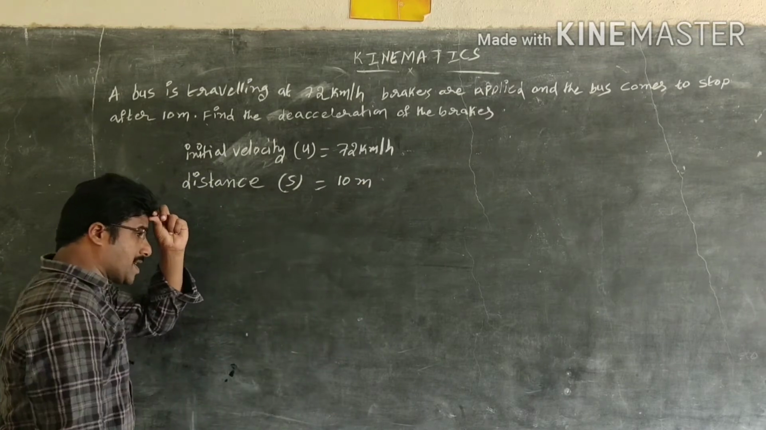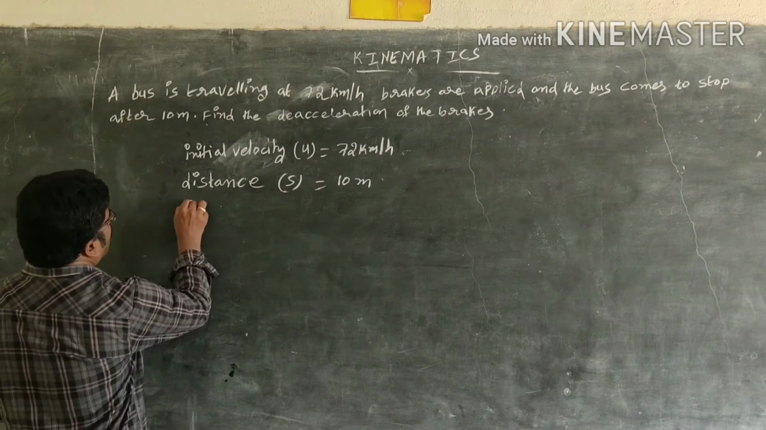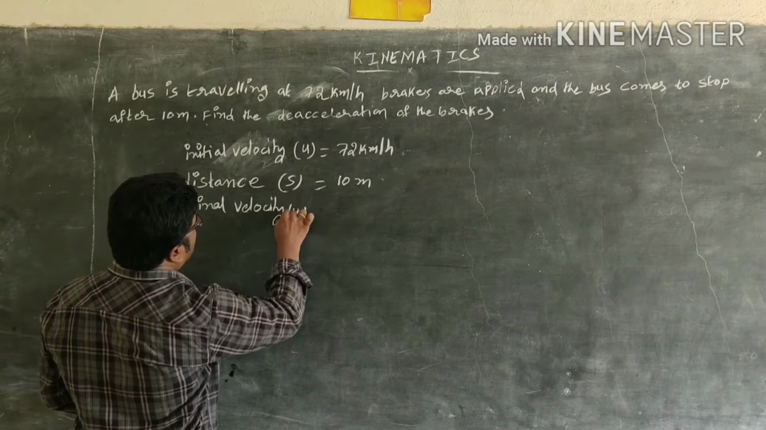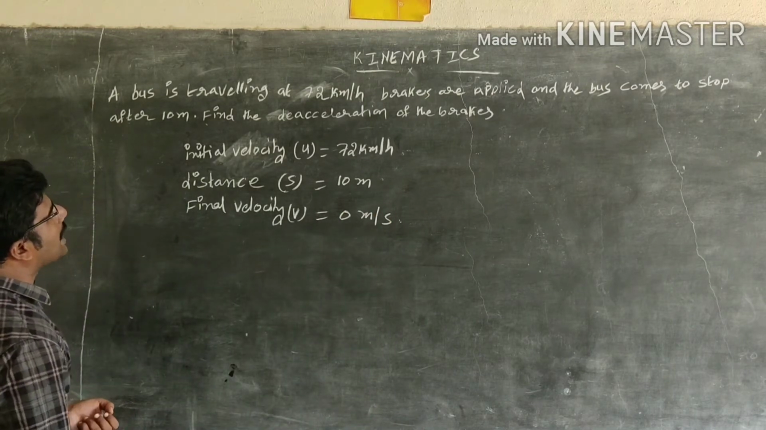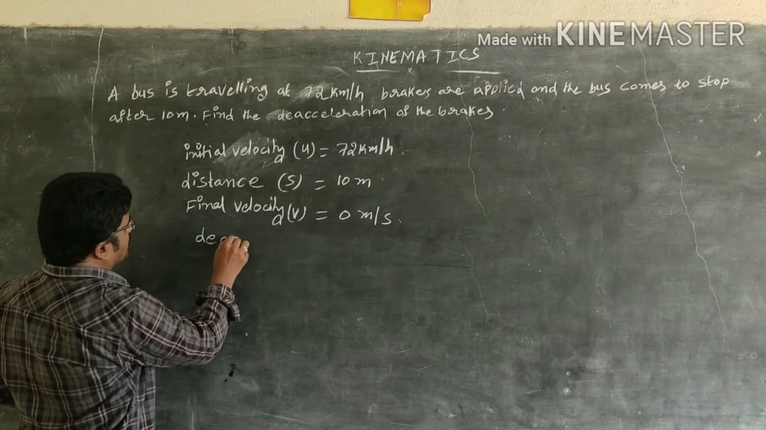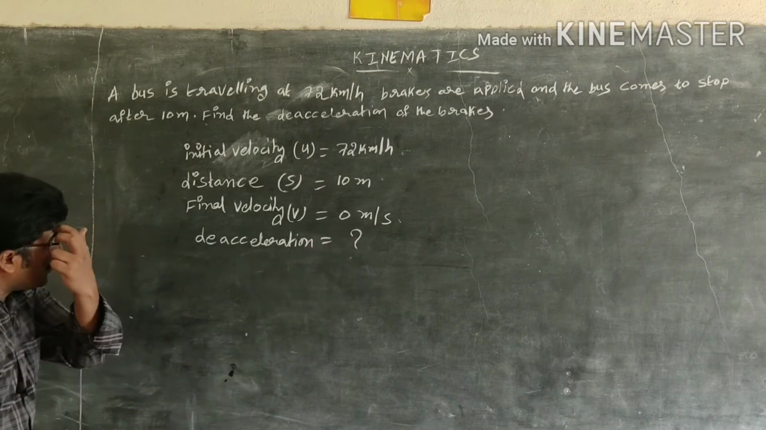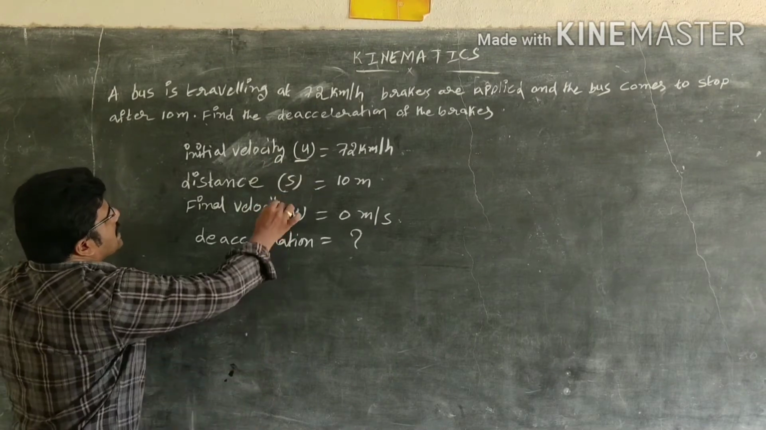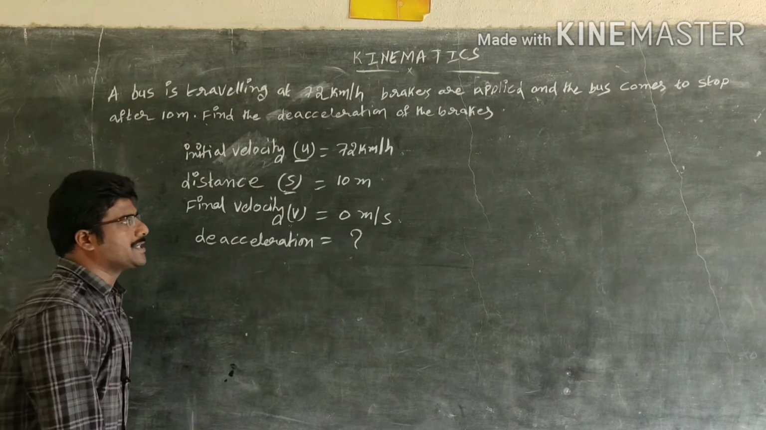At the same time, if you observe, it comes to rest when brakes are applied. That means final velocity is also given. Final velocity v equal to 0 meter per second. Next, we want to calculate deceleration, simply negative acceleration. Now, which formula is well suitable? So, we are having initial velocity, distance, final velocity, acceleration. Which? Third kinematic equation. Very good.